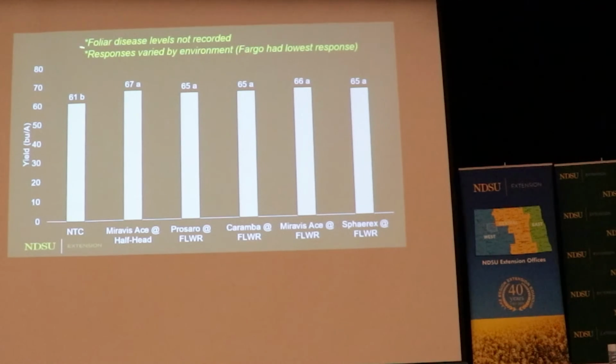The second thing I wanted to mention is the responses varied by environment. The lowest response we had was in the Fargo dryland environment, and in most cases was maybe a bushel or 2. Okay, so again, this is the benefit of combining data, but again, you've got to interpret it a little bit more, and consider other factors that may be occurring in those trials.